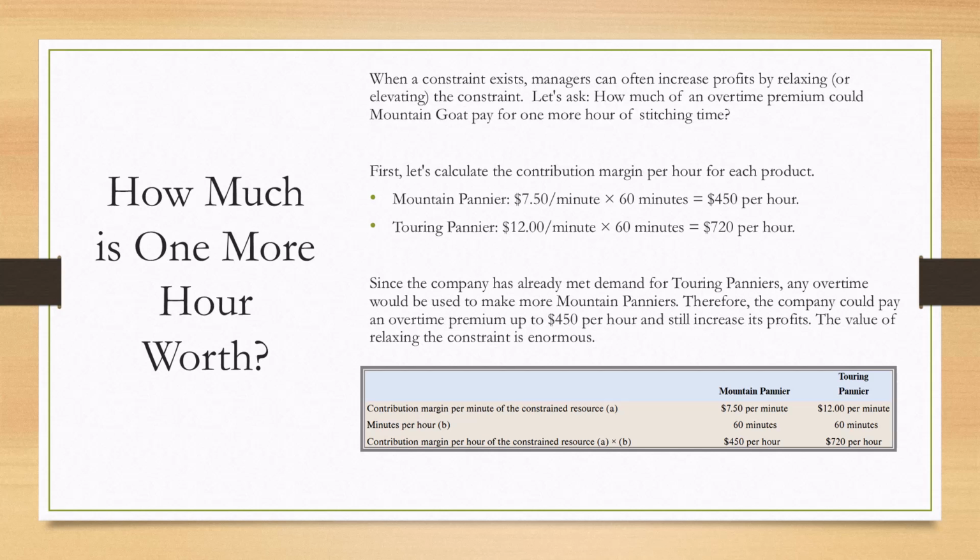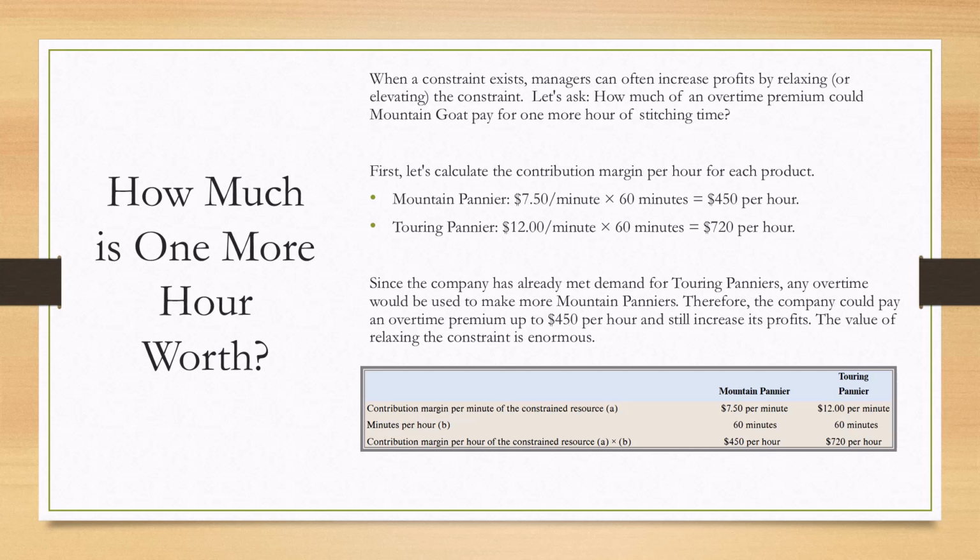Let's ask a strategic question. How much of an overtime premium would Mountain Goat Cycles be willing to pay for one more hour of stitching time? To answer this, we first need to calculate the contribution margin per hour for each product. For the mountain pannier, that's $7.5 per minute times 60 minutes, which equals $450 per hour. For the touring pannier, it's $12 per minute times 60, which is $720 per hour.